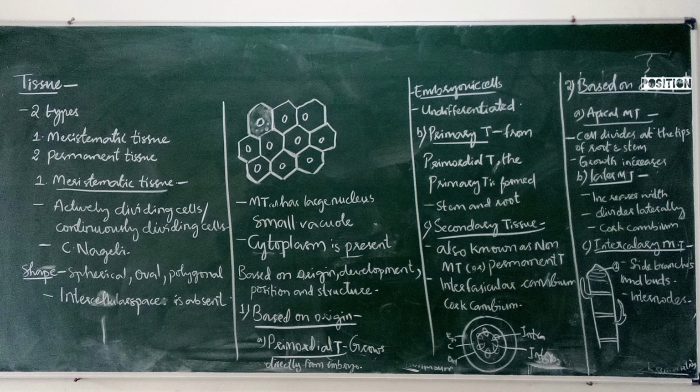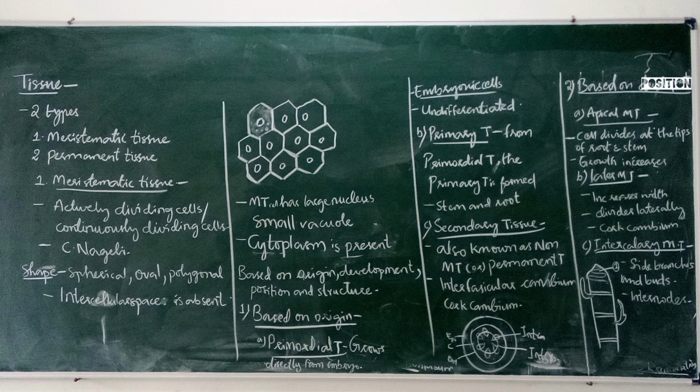Okay. These meristematic tissues are found in which plants? Vascular plants. Vascular plants are nothing but those in which the xylem and phloem both are present. And this term meristem was coined by C. Nageli.